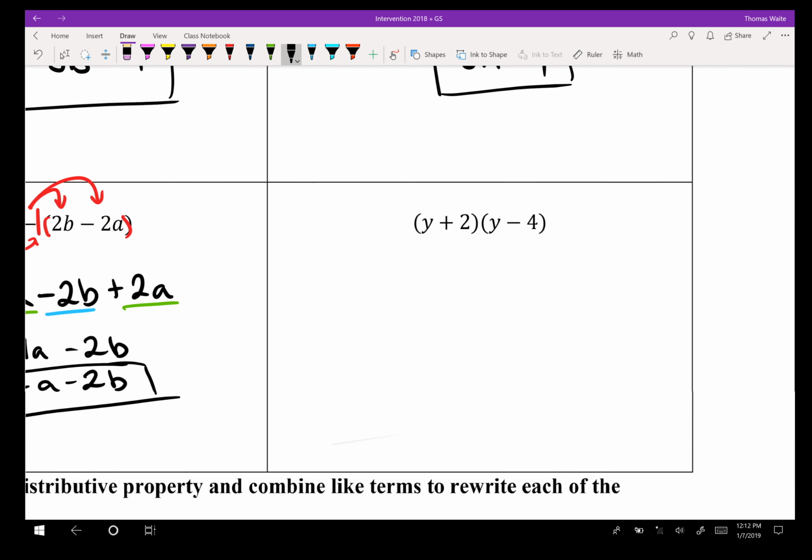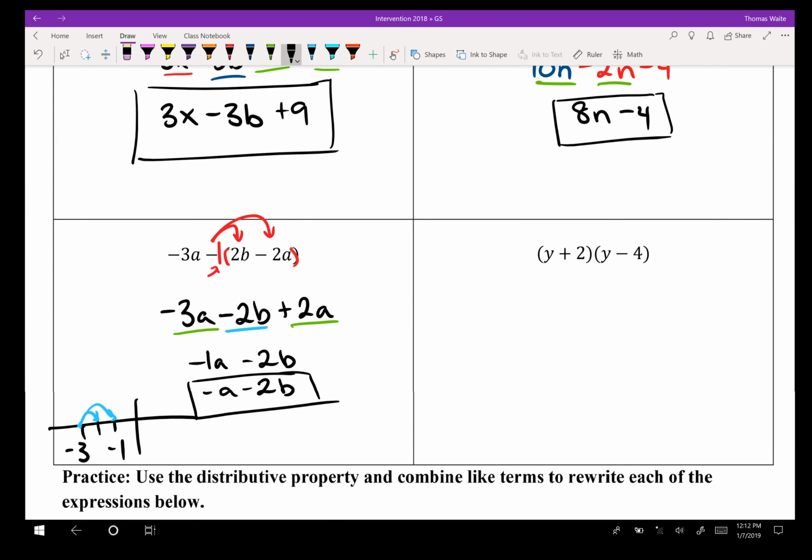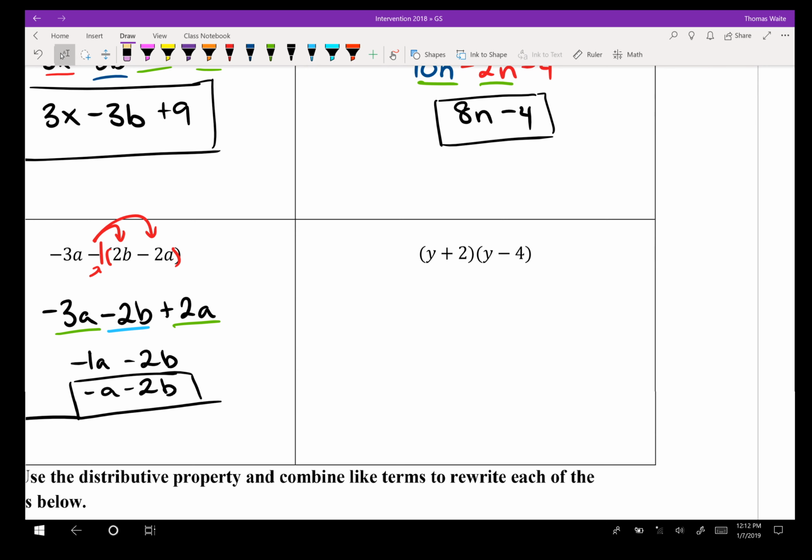And there's one more example. Here, if our job is to distribute, we now have, instead of just one thing to distribute like we had before, we actually have two things. There's a y and a 2 that needs to be distributed into this group right over here. Well, if I'm going to do that, I'm just going to take each one. I'm going to take y, and I'm going to distribute it to both the y and the negative 4. And I'm going to take my 2 and distribute it to both the y and the negative 4.